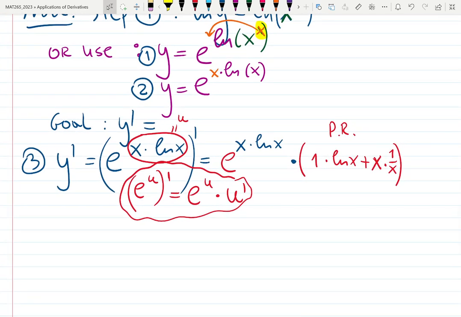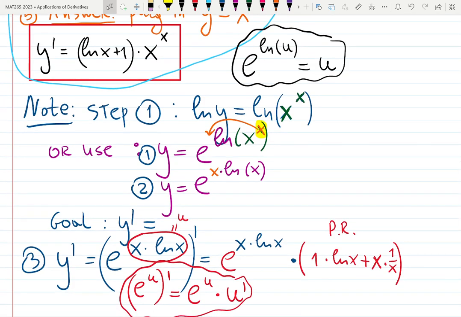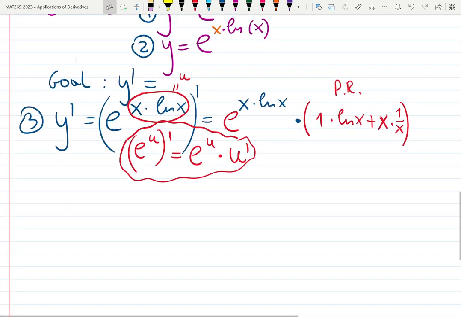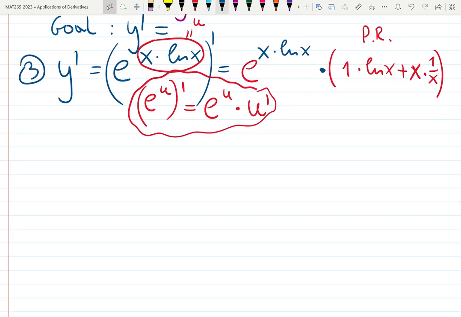And that is the answer. That is the answer of the problem. Is it the same as the answer we got before? Let me zoom out. Here it is. y prime in the red box and y prime we just got. Is it the same? Yeah. It is. Let me show you. It's like the magic of logarithm and exponential function collaborating together.